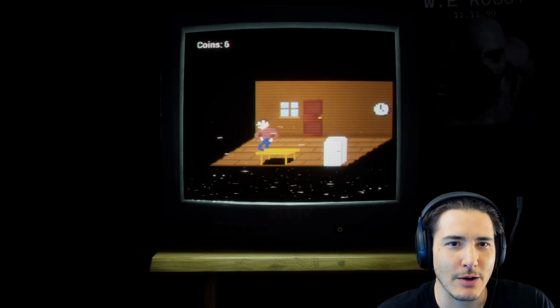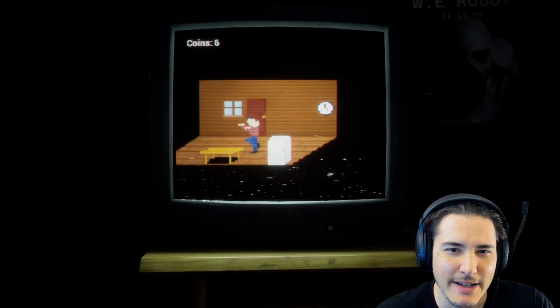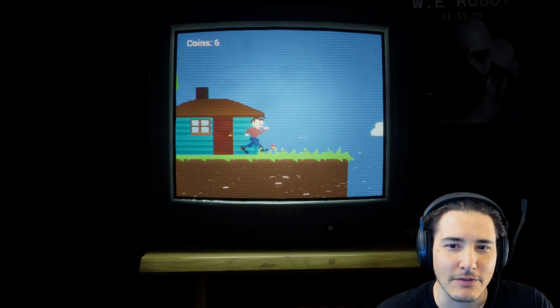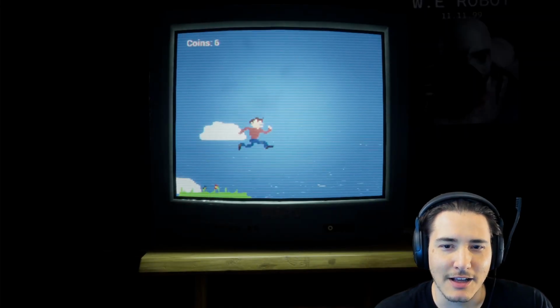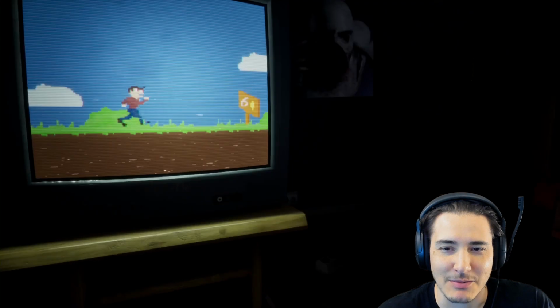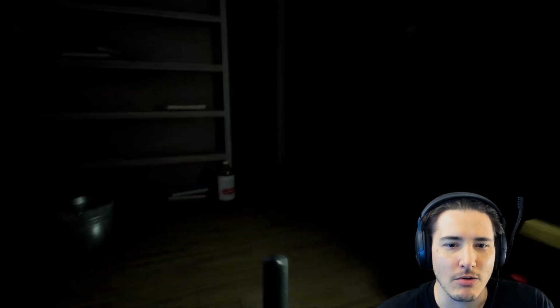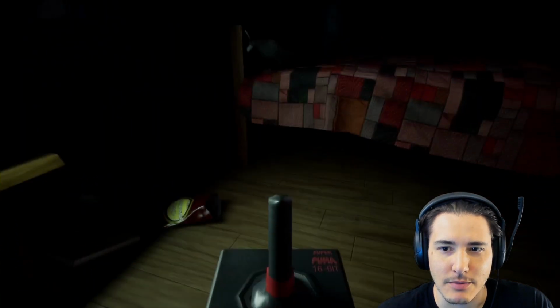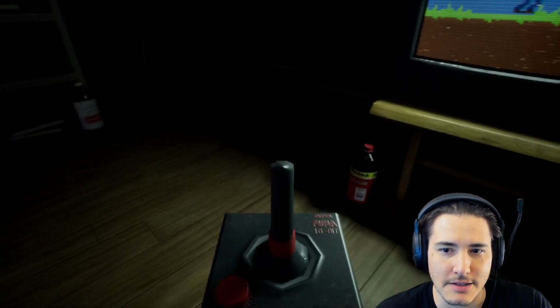Huh. I like how it's quieter in the house. Am I stealing? Is that why I'm sneaking? Because I'm stealing from all these people? That's probably it. 6 coins. Oh, okay, so we have to get all of the coins per level, I assume. I wonder what's gonna be happening in this.